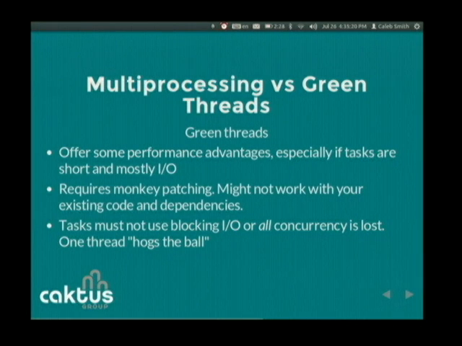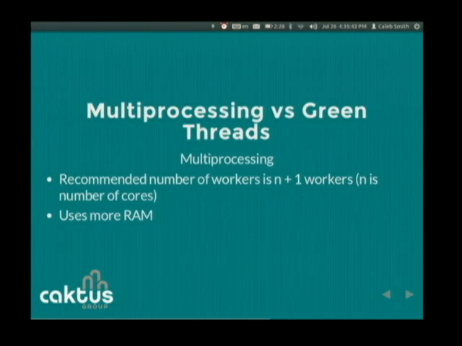If everything you're using can do async I/O and is monkey patched correctly. Essentially, the tasks need to not block I/O, or you lose absolutely all concurrency because you have one process and something is hogging the ball. Now you're stuck. So again, performance advantages, there are some, but you have to make sure it's not going to just fall apart. With multiprocessing, it's simpler in the sense that that's not going to happen.